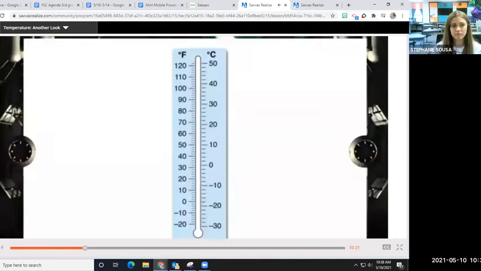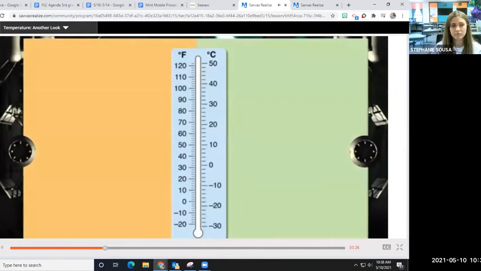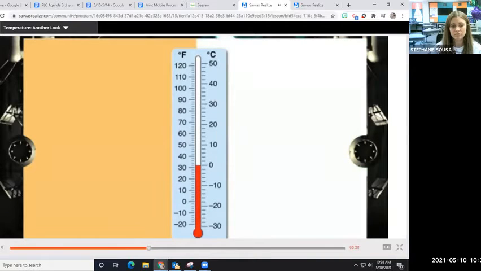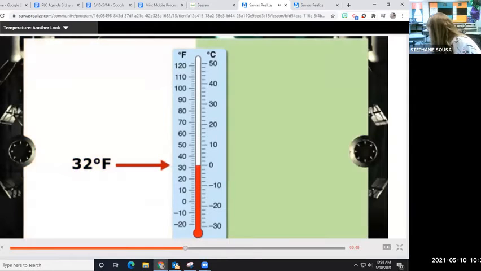Let me explain. One side of the thermometer measures temperature in degrees Fahrenheit, and the other side in degrees Celsius. Fahrenheit and Celsius are different scales used on a thermometer. Let's look at the Fahrenheit scale for a moment. This is the temperature at which water freezes. Water freezes at 32 degrees Fahrenheit. So 32 degrees Fahrenheit means it is cold outside. Now, look at the Celsius scale. On the Celsius scale, water freezes at 0 degrees Celsius.